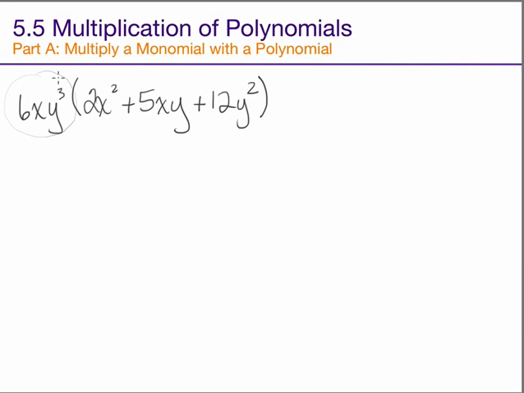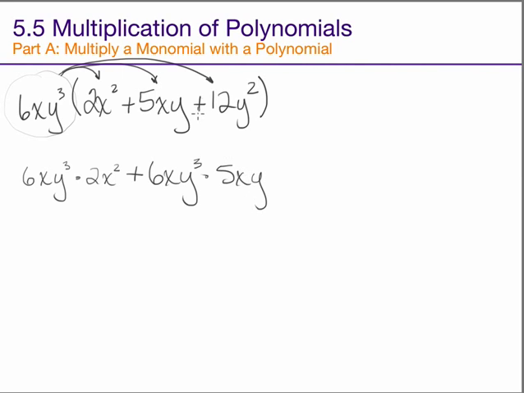Here's my monomial. I want to multiply this by all three of the terms in the polynomial here. 6xy cubed times 2x squared plus 6xy cubed times 5xy plus 6xy cubed times 12y squared. And then simplify. Numbers first. 6 times 2 is 12. Then letters. X to the 1 times x to the 2 is x to the 3. And y to the 3 times, well, that's the only y factor, so I just need to copy it down.